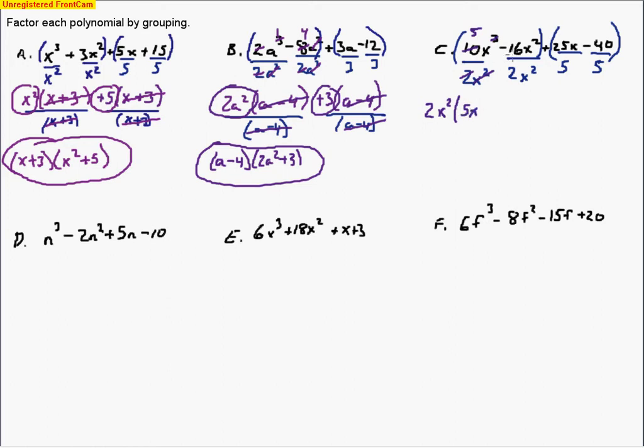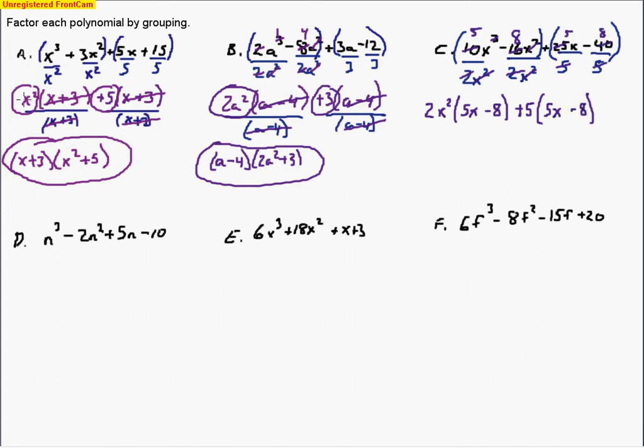How about on the other one? 2 goes into the negative 16, 8 times, so minus 8 there. These x's cancel out, so that's it, 5x minus 8. Let's do the same thing with this one. 5 goes on the outside. It was a positive 5, so I write plus 5. Do the division. 5 goes into 25 5 times, so 5x. 5 goes into 40 8 times, so minus 8.